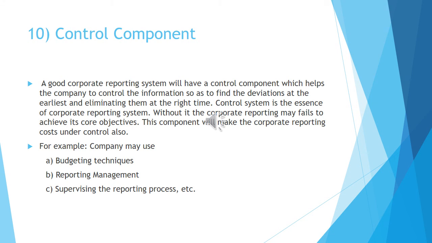The final is control component. A good corporate reporting system will have a control component which helps the company to control the information so as to find the deviations at the earliest and eliminating them at the right time. The control system is the essence of corporate reporting system. Without it, the corporate reporting may fail to achieve its core objective. This component will make the corporate reporting cost under the control also. For example, company may use budgeting techniques, reporting management, supervising the reporting process, etc.